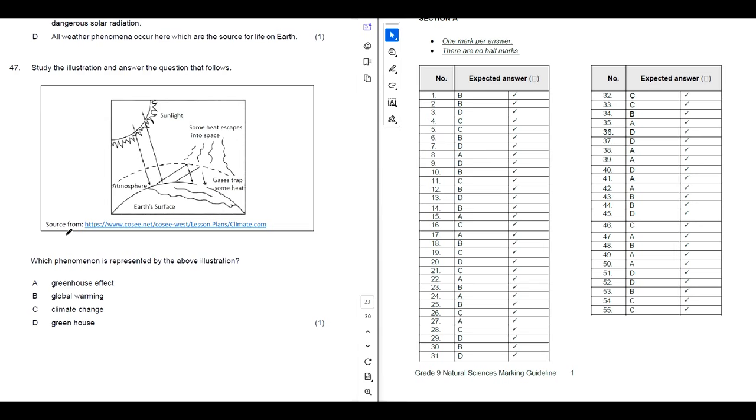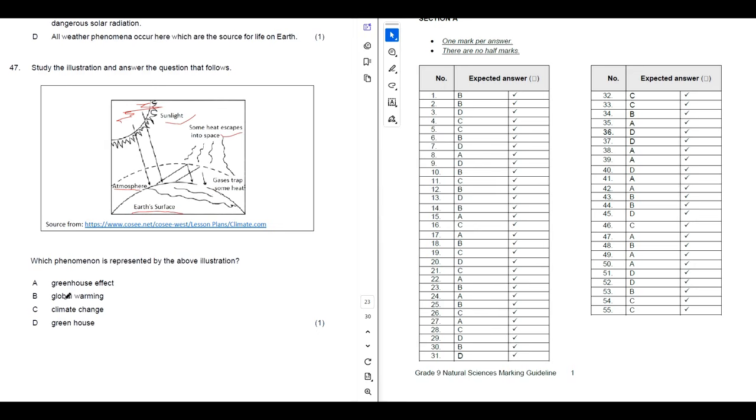Okay, and then now we will move to question 47, which says to study the illustration and answer the questions that follow. So we can see here that we are given our sun. So this is our sun, and then we're also given our atmosphere, and then the Earth's surface, and then the gaseous trap, and then some heat. And then we are told that some heat escapes into space. So now the question says, which phenomenon is represented by the above illustration?